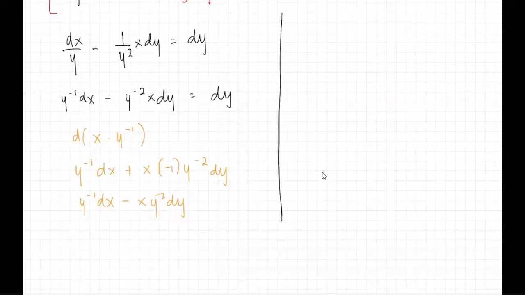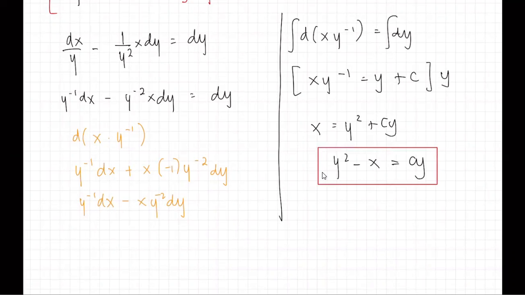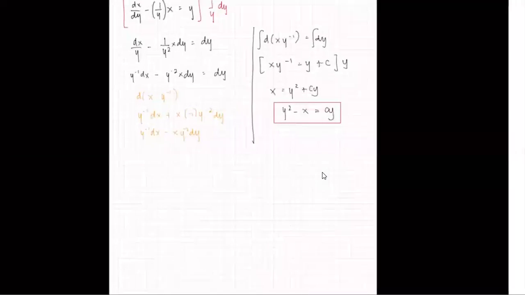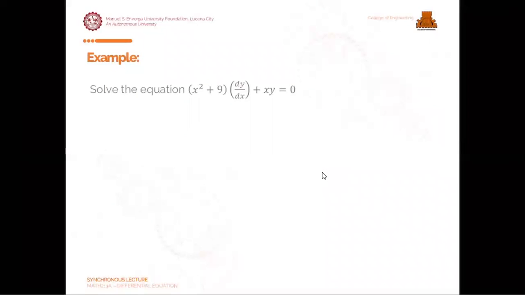So mangyayari ngayon, this will be d of x y negative 1 is equals to dy. So kunin natin yung kanyang integration. So we have x y negative 1 is equals to y plus c. Multiply natin both sides by y. So we have x is equals to y squared plus cy, or y squared minus x is equals to cy. Okay, so that will be your solution. Okay, next, I guess this is the last example for linear.